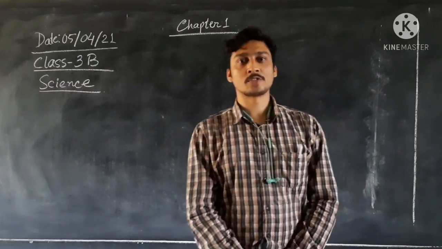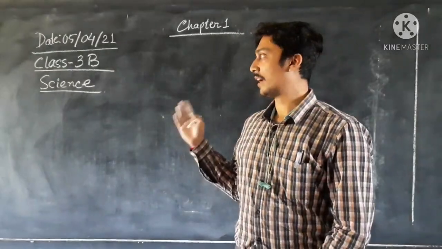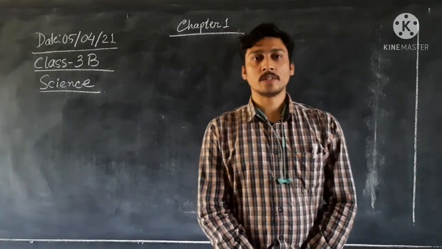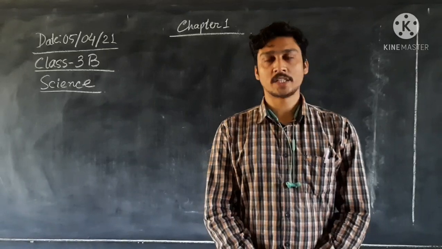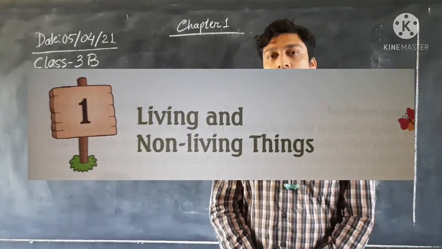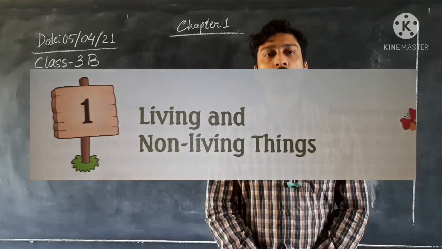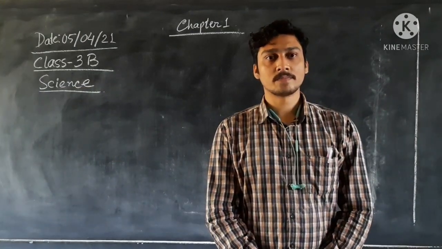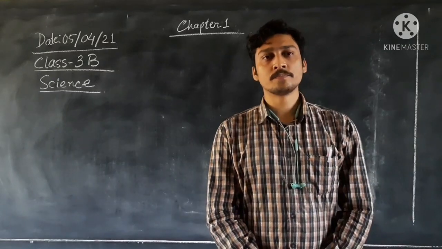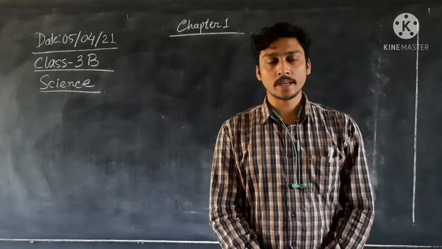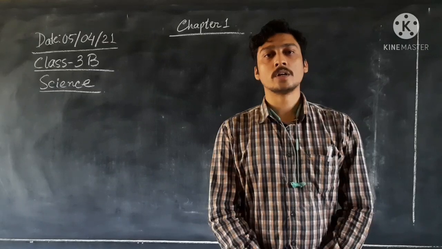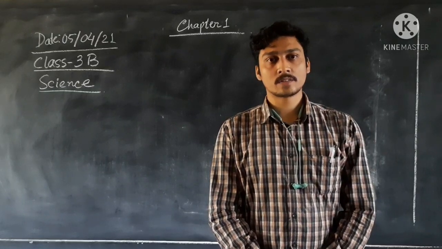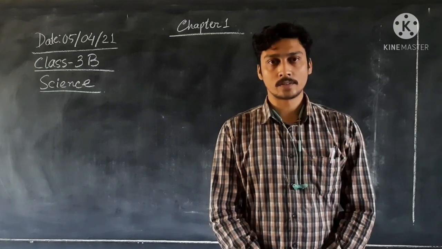This class is for the students of class 3B and the subject is science. We are studying the first lesson. The lesson name is living things and non-living things. We have already discussed their characteristics and so many questions about their characteristics. Today we will discuss non-living things and their characteristics.